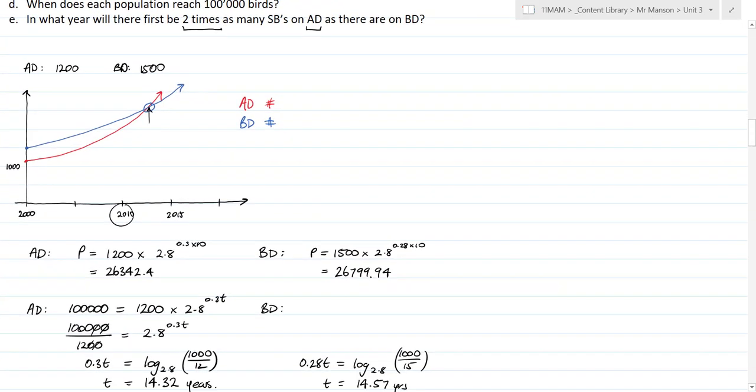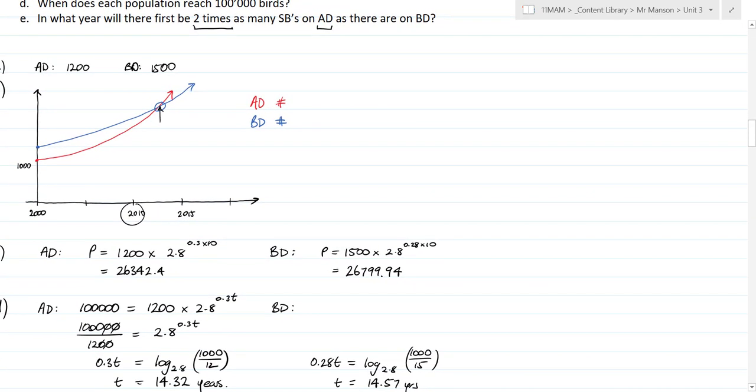When does the population of AD first be 2 times as many squawker birds on AD? So we want the population of AD to be 2 times BD.